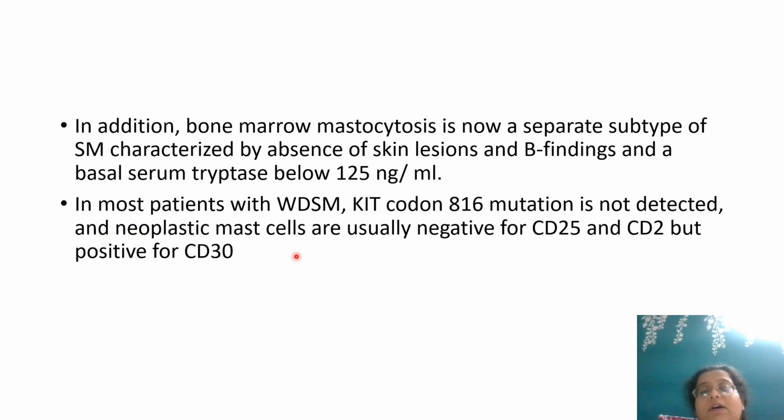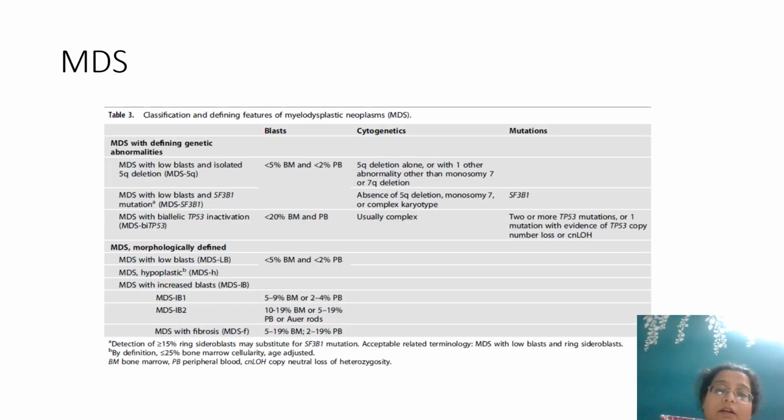And neoplastic mast cells are negative for CD25 too, but positive for CD30. So you remember the summary box: CD30 and KIT, then bone marrow involvement, and then 816 mutations with VAF more than 10%. Now coming to MDS, I am going to be taking MDS extremely short. Like there's just one more slide after this, because I'm not stopping with MDS with this presentation.